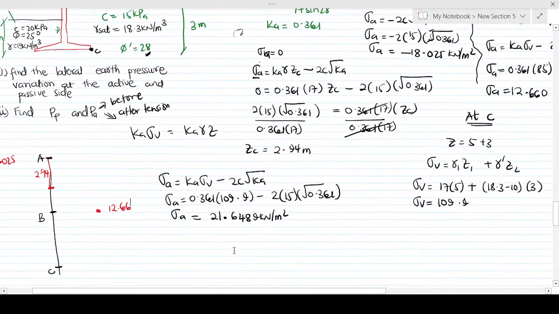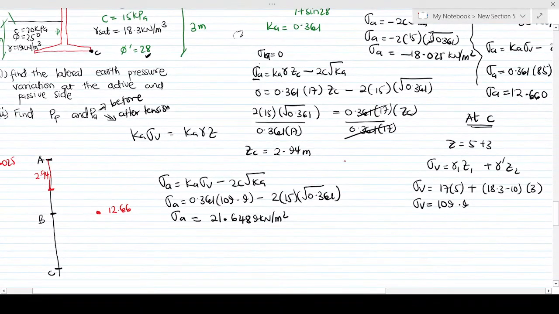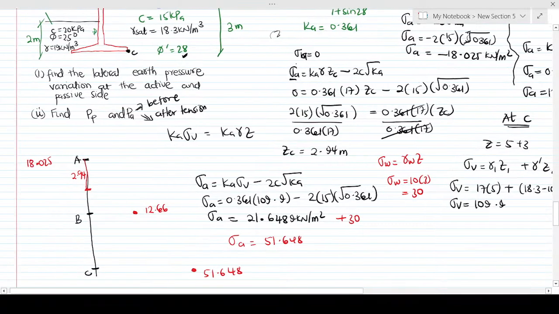Then at C, we had it to be what? And we've not added that of water. So I need to find lateral pressure as a result of water. That is gamma W times 3, that is 30. So I just added it to this, and I'm going to get it to be equal to 51.6485. So at C, we have 51.648.